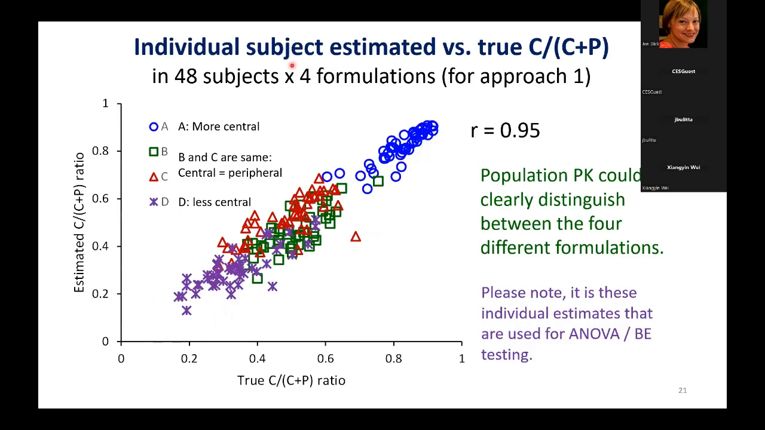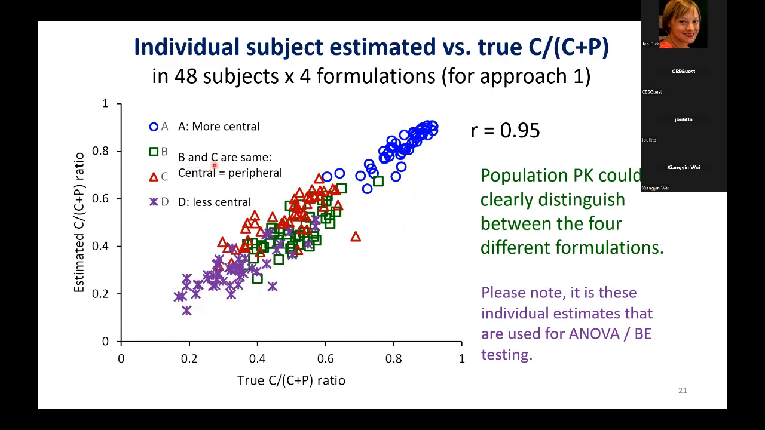Now, when we look at the arguably most important results of this presentation, this is the individual subject level estimate, the estimated versus the true C divided by C plus P ratio. So here, formulation A, which had a true value of 0.83, was very nicely distinguishable, a centrally depositing formulation, from formulation B, which deposited more peripherally. So here the true value is about 0.3.